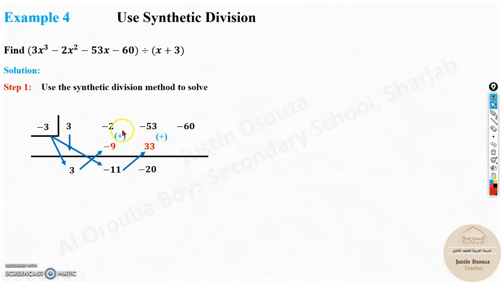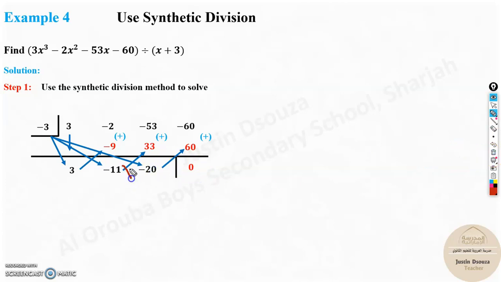Now multiply it with negative 3. You will get positive 60. And the remainder is 0. Whenever you are coming to the last term, a line is drawn just to indicate this is the remainder, and this is your answer.